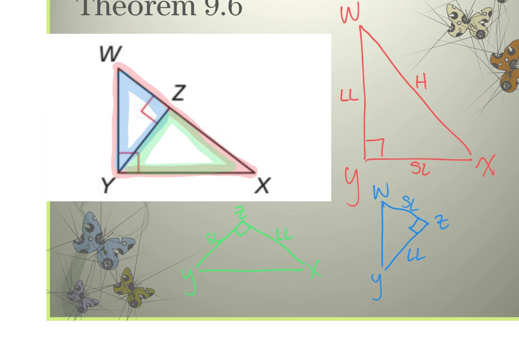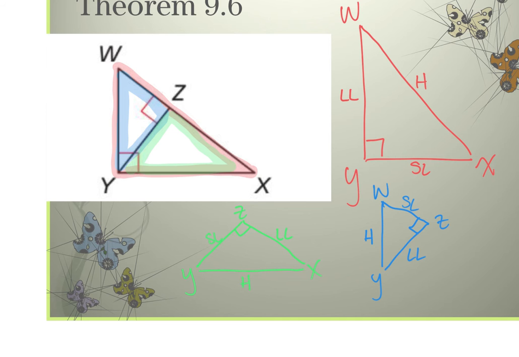Emma? WY. Good. And the last one? Go ahead. YX. Okay, so what we're going to be able to do is set up proportions to solve these. We're also going to be able to write a similarity statement about all three of them.